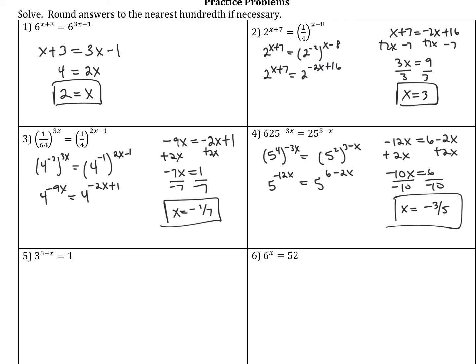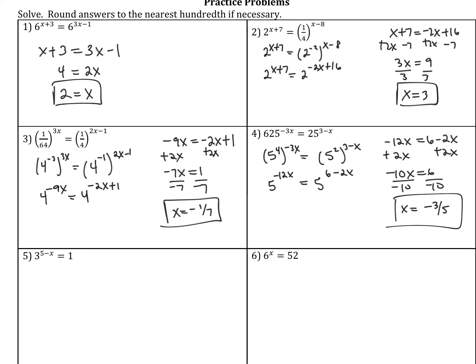All right, you guys, so let's check our answers. Up here, we should have gotten x = 3 with a common base of 2. Up here, we should have gotten a common base of 4 and gotten x = -1/7. And up here, we have a common base of 5 and gotten x = -3/5. All right, so let's move on to the next couple problems.